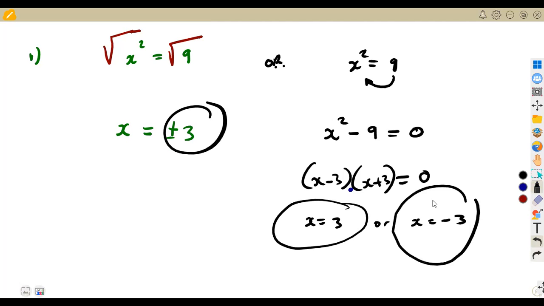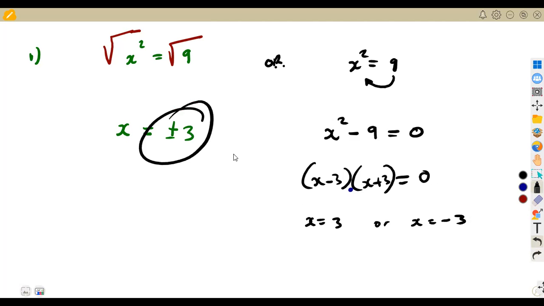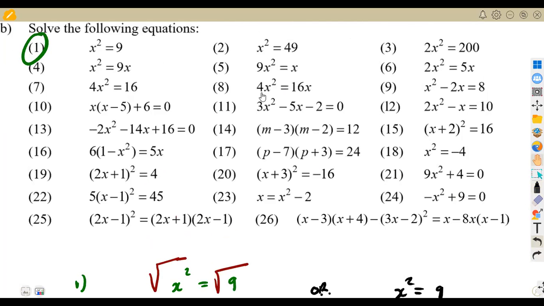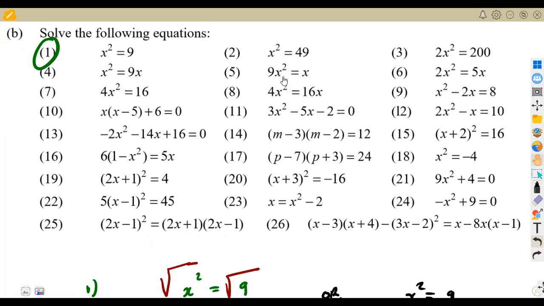So this is the plus or minus 3 that we see here. The plus or minus means there are two solutions, one being a positive, the other one being a negative. So that is how we could have answered this question. It follows on all these typical questions that we have. We are just going to apply the same thing, just factorize wherever it is possible.